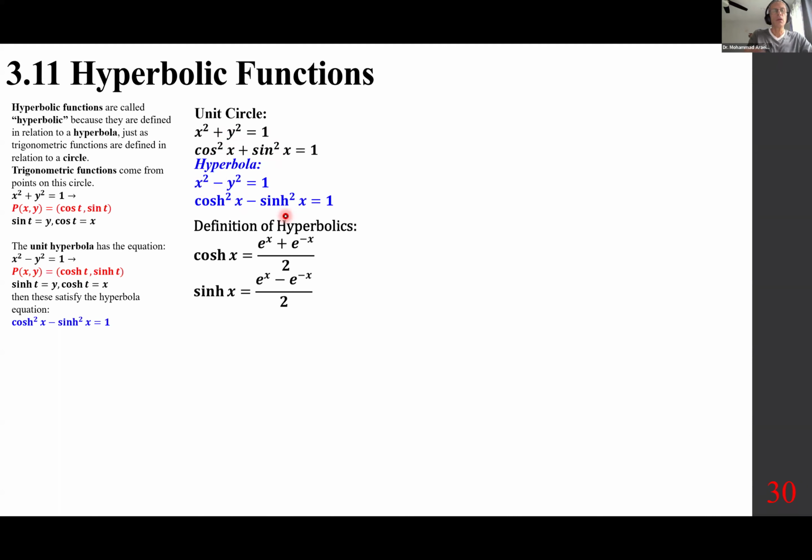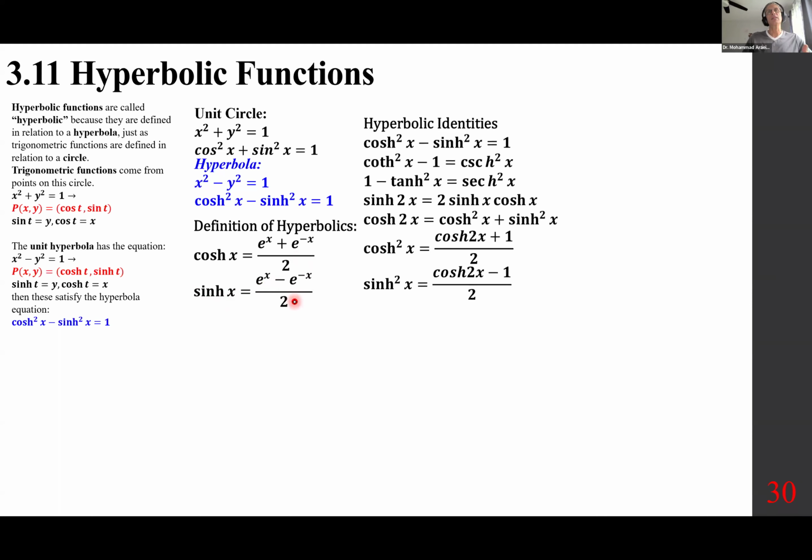Now, cosh, or hyperbolic cosine of x, has a specific definition. It is equal to e to the power of x plus e to the power of minus x, over 2. Sinh, or hyperbolic sine of x, has a specific definition. By definition, it is equal to e to the power of x minus e to the power of minus x, divided by 2. This gives rise to some identities, as we've seen identities in the case of trigonometric functions.